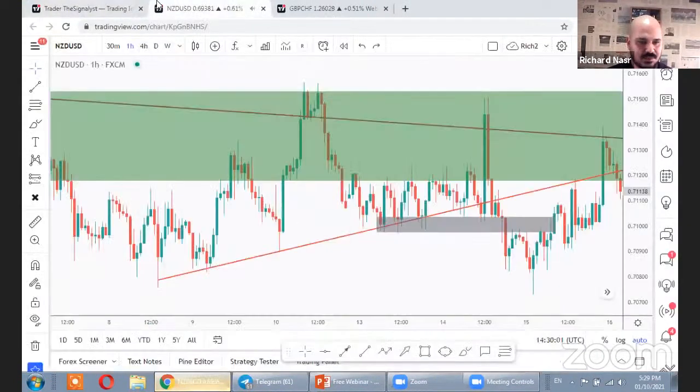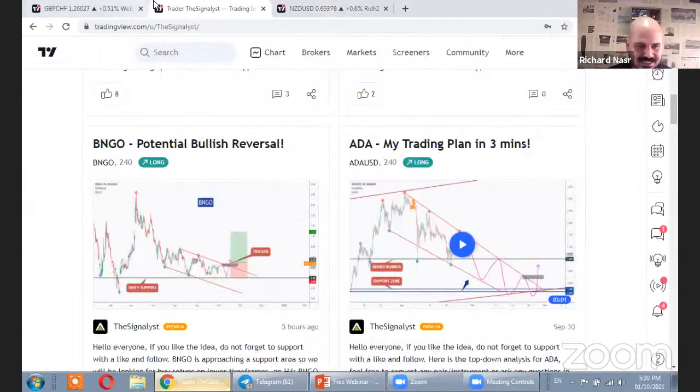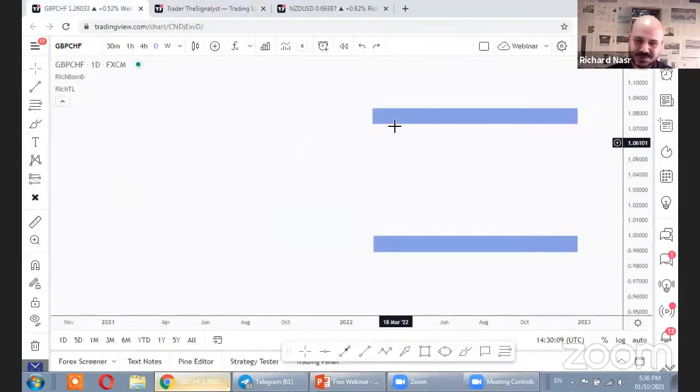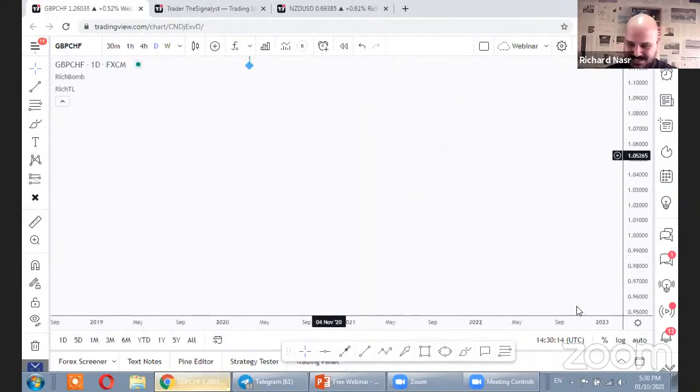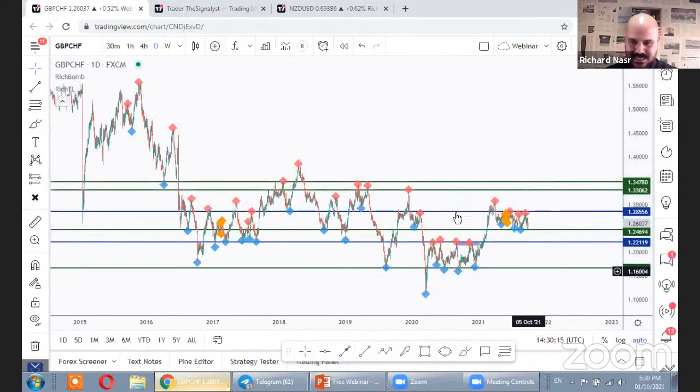Where is it? GBP CHF. I can't really click because I have a box here. I told you before, I can always see it, which is annoying, but I'm trying my best not to see it. Okay, so this is it basically. Here we go.